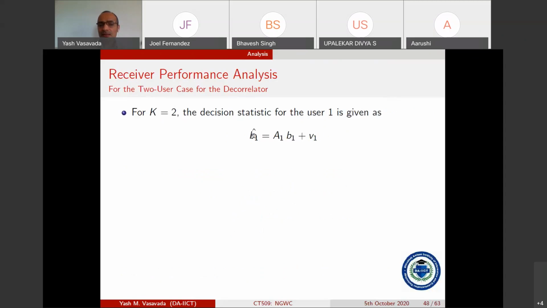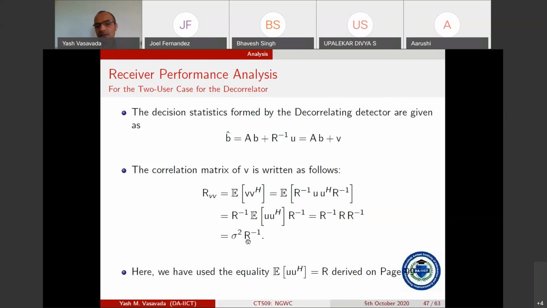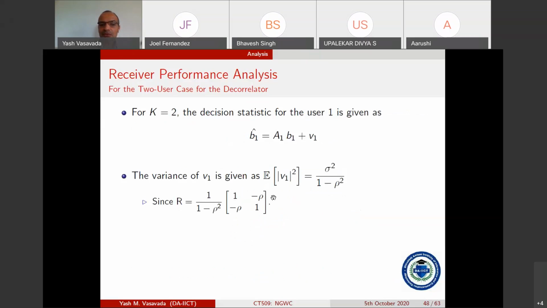And so if I look at the decision statistic for the first user, because the interference from the second user is not present, it is just A1, B1 plus the noise term V1. But the variance of V1 we have already determined. It is going to be given by the first element on the diagonal of R_VV. That is how we define the variance of V1. So all we need to do is look at the value of the first diagonal element, the element at the first row and first column of R_VV. For the two-user case, because R inverse takes this particular form, there is a typo here, it should be R inverse. The variance of V1 is going to be given by sigma square over 1 minus rho square.